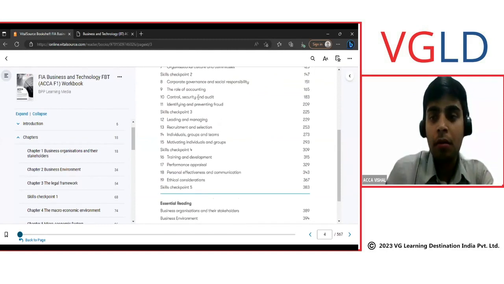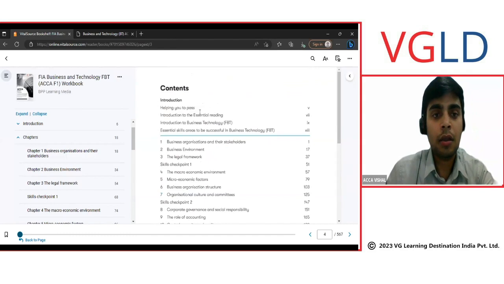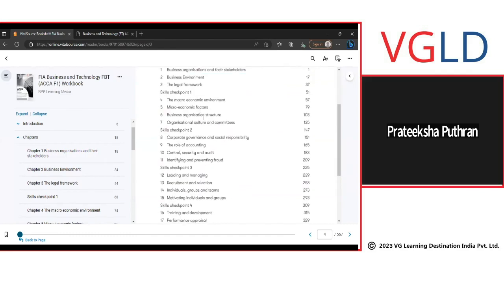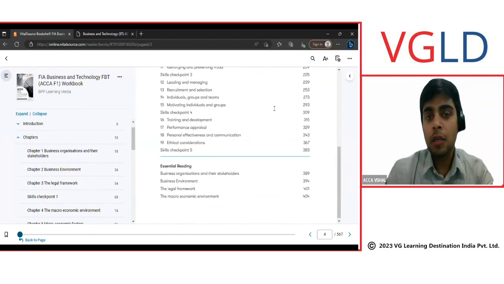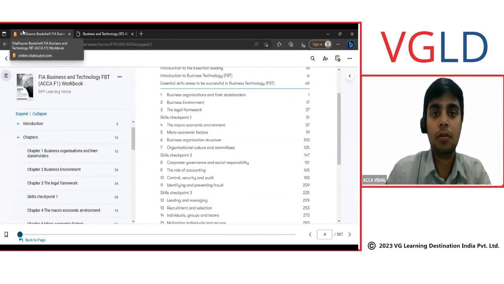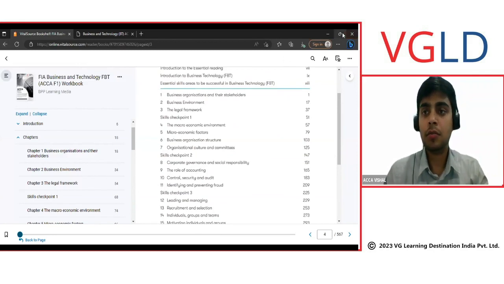Okay, I think my screen blanked out. Can you see it? I'm not sure. Okay, now let's jump to section 1. Just a moment. Okay, just a moment.